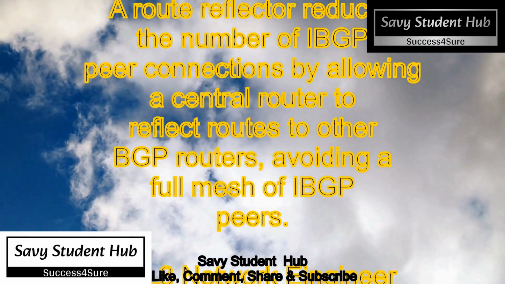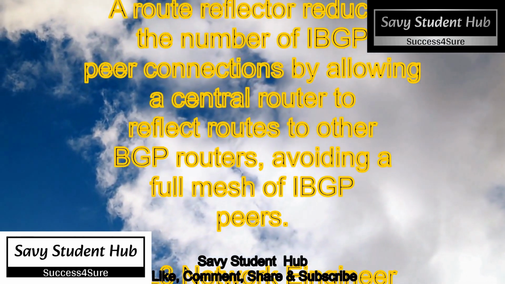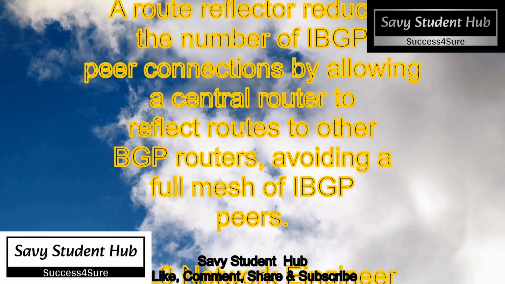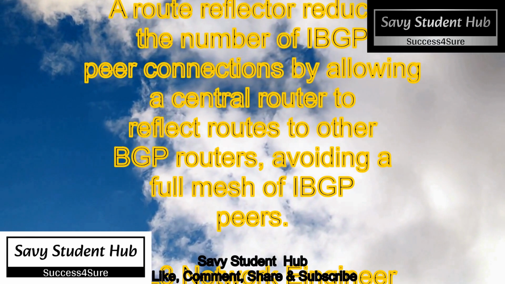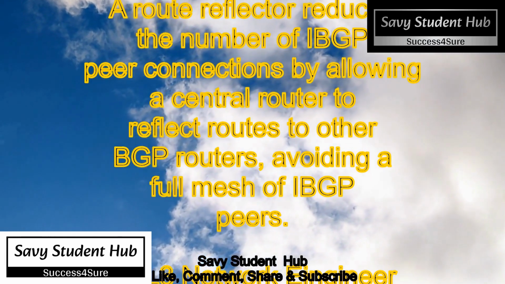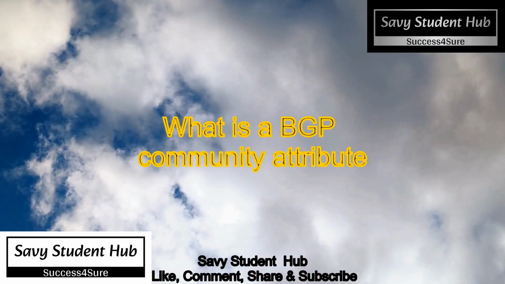A route reflector reduces the number of iBGP peer connections by allowing a central router to reflect routes to other BGP routers, avoiding a full mesh of iBGP peers. What is a BGP community attribute?